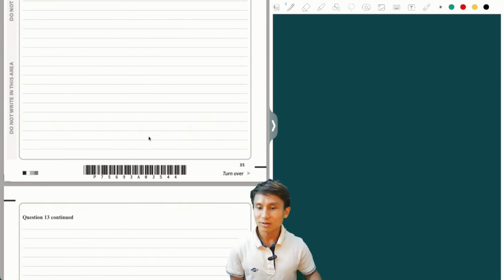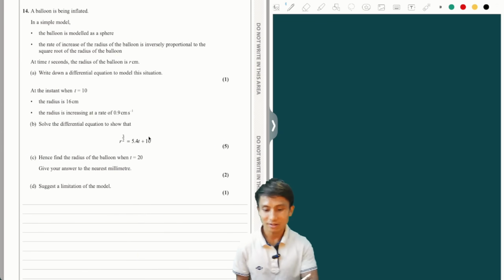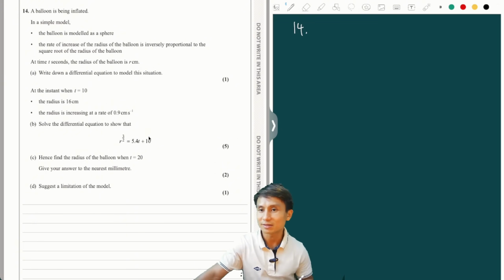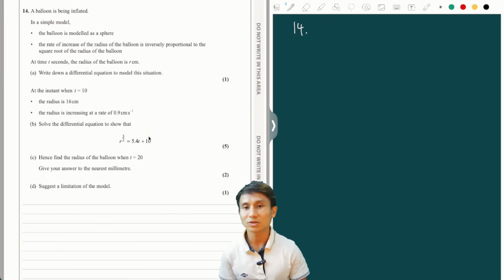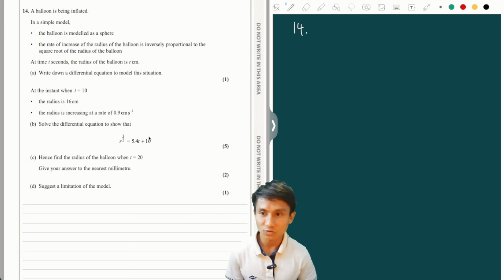Next question, and perhaps the last one. Ooh, long one here. Number 14. A balloon is being inflated in a simple model. The balloon is modeled as a sphere. The rate of increase of the radius of the balloon is inversely proportional to the square root of the radius of the balloon. At time t seconds, the radius of the balloon is r cm. Write down the differential equation to model this situation.